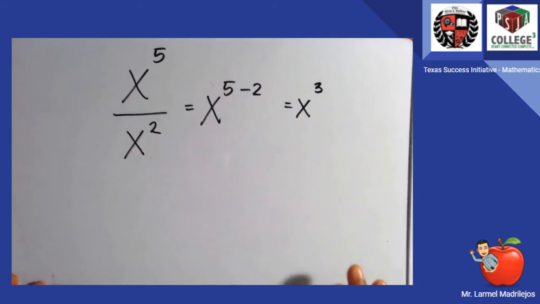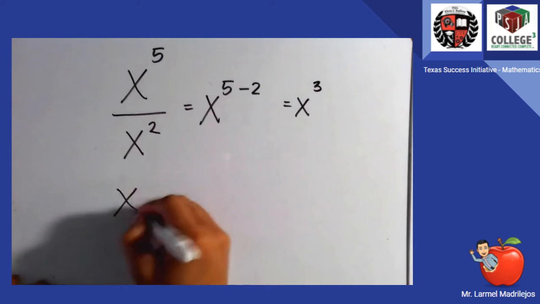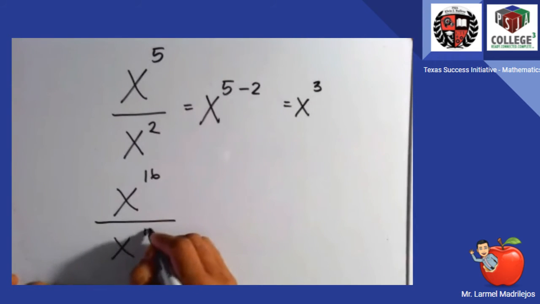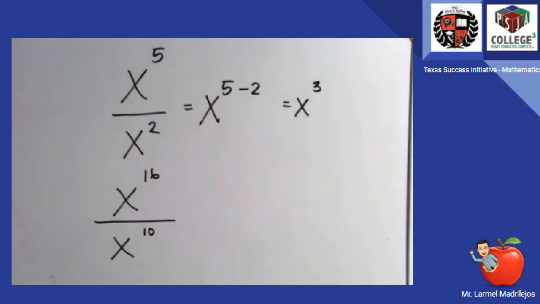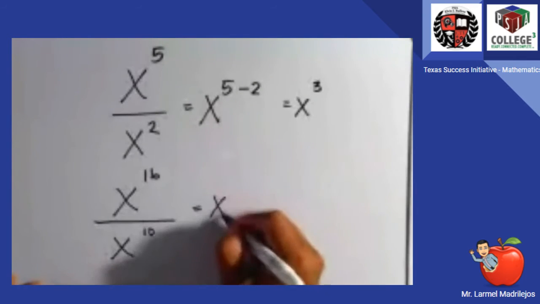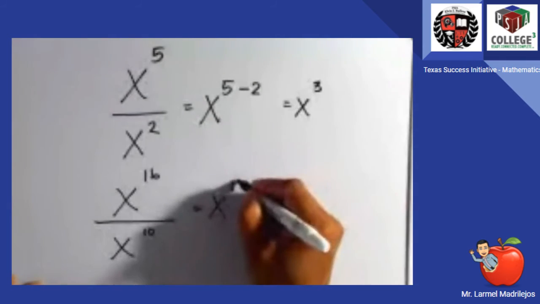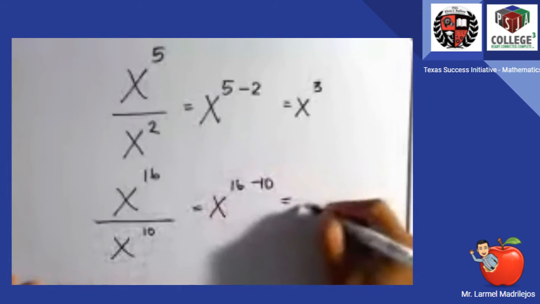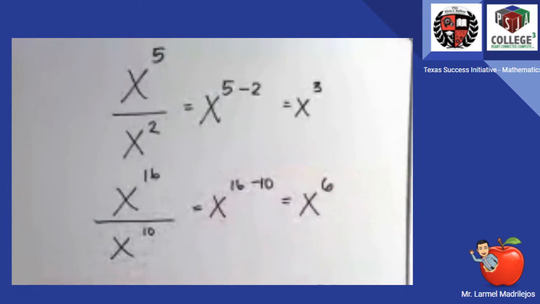Next example, let's say x raised to 16 divided by x raised to 10. Okay, it's going to be 16 minus 10. So x raised to 6.